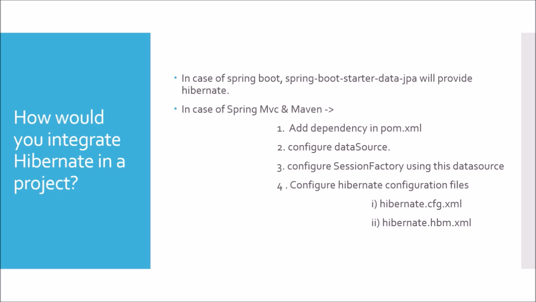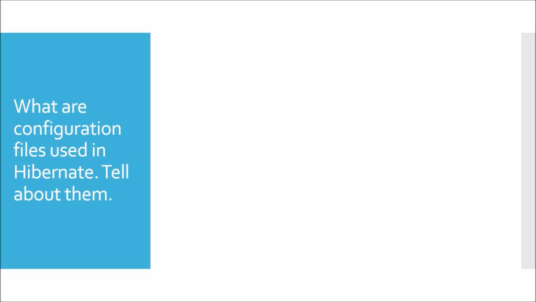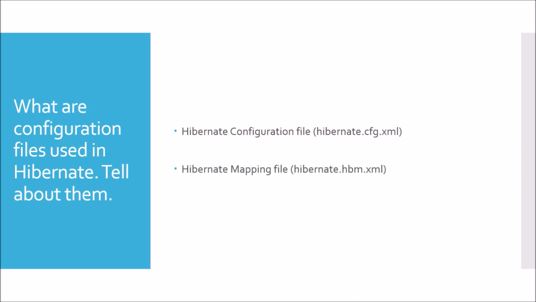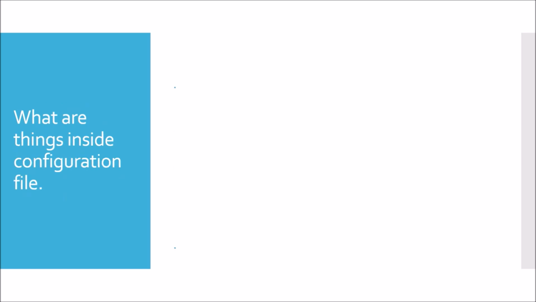Moving to next question. What are configuration files used in Hibernate? Tell me. So there are mainly two configuration files, hibernate.cfg.xml and hibernate.hbm.xml. Moving to next question. What are things inside configuration file? Or tell me about the content of configuration file hibernate.cfg.xml.